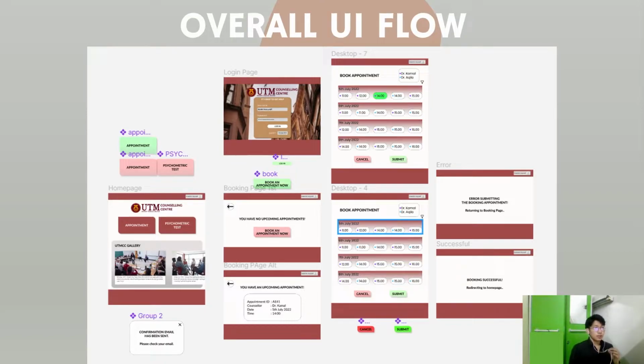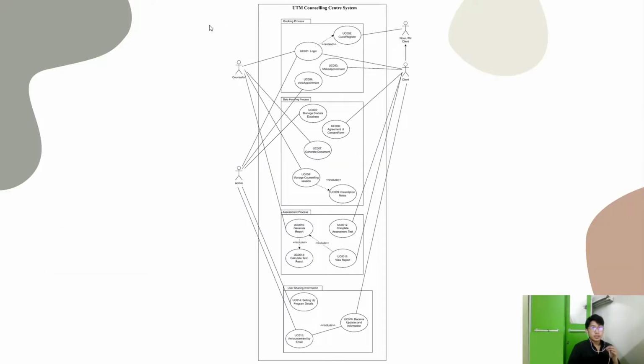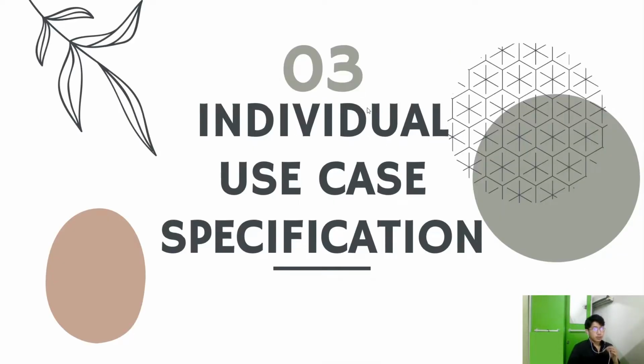Now is the overall UI flow. My UI is more catered towards booking. This is the overall UI flow, which will later be explored in my prototype demo. Next is the overall system, so this is the overall use case diagram. Next is the individual use case specification.